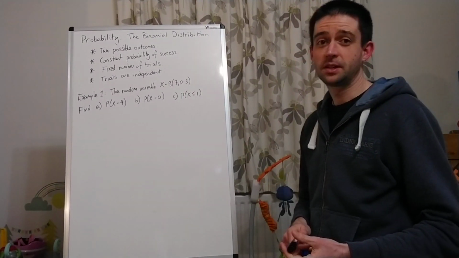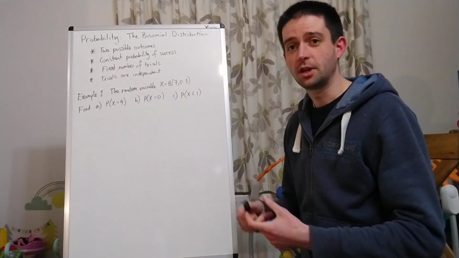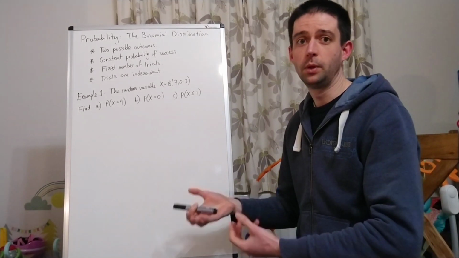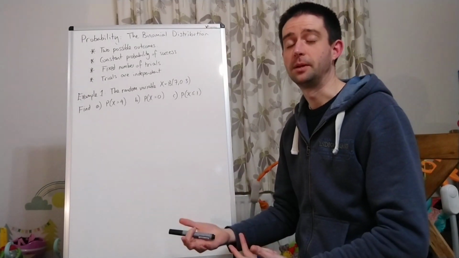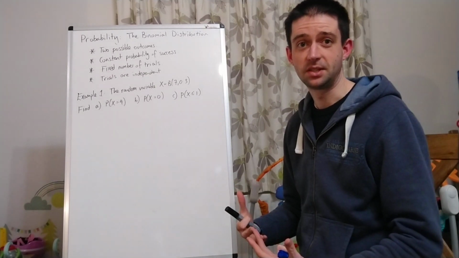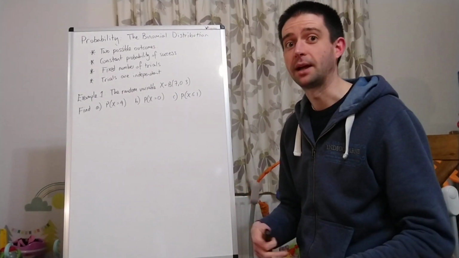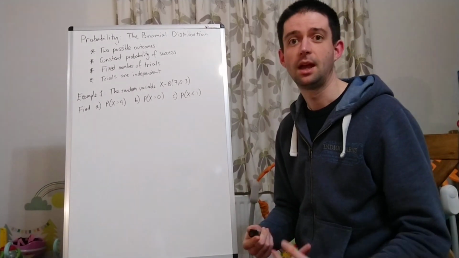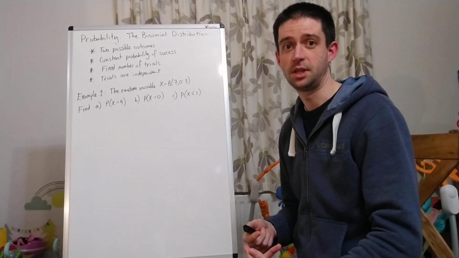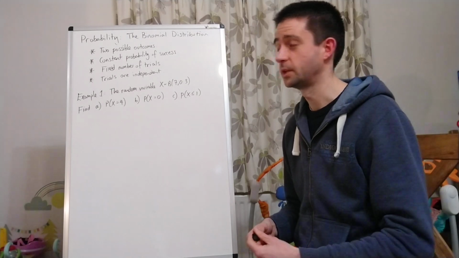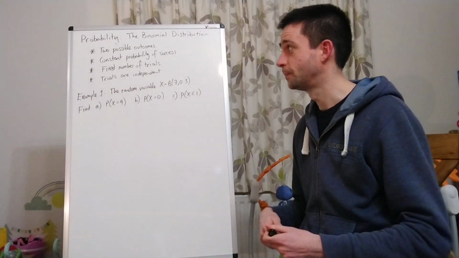The probability of success has to be constant. So in the previous example, we were taking out counters and then we were putting them back, and that was keeping the probability the same. If we had taken the counters out and not put them back, that would have changed the probability, and therefore we wouldn't be allowed to use the binomial distribution. So probability has to remain constant throughout.